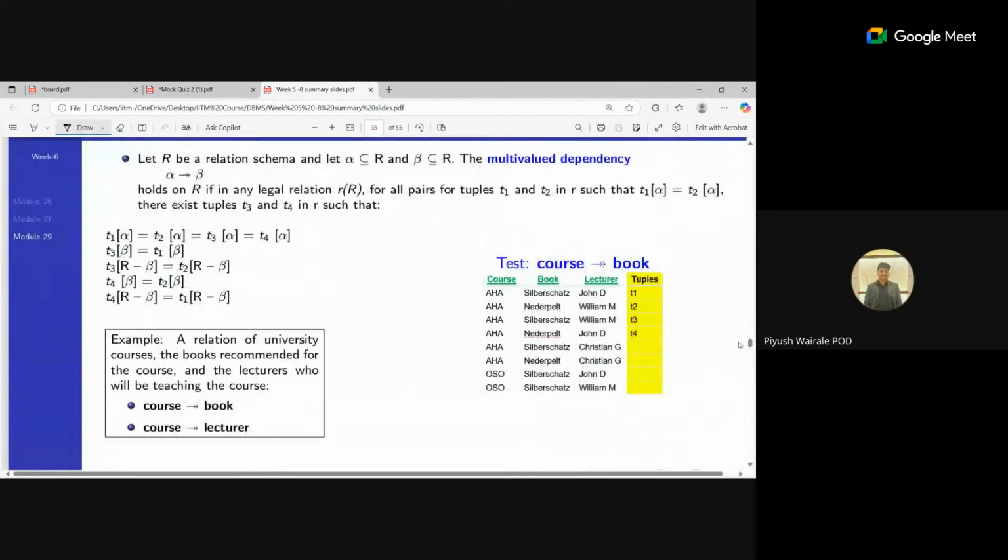You can see here, either you can go with this one, but what we have discussed: this is my A, this is my B here. Take any two rows such that the alpha value is the same. Let's go with this AHA and this AHA. We need to exchange the beta value, so the beta value must be different here. Here we have AHA with Silverstack, and this one with Netherpelt. Now, after that, exchange the beta value.